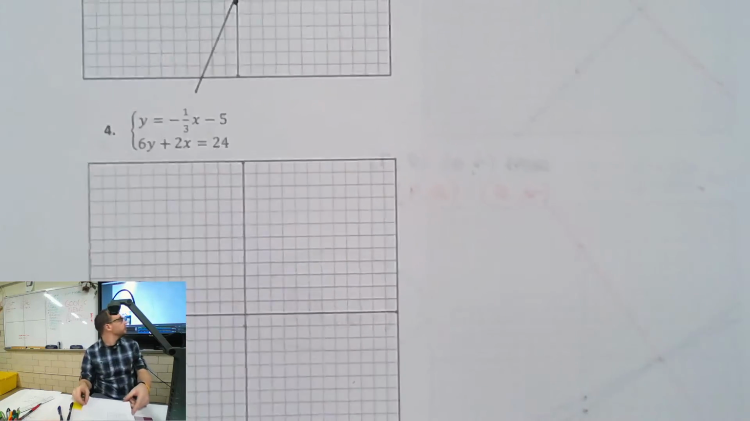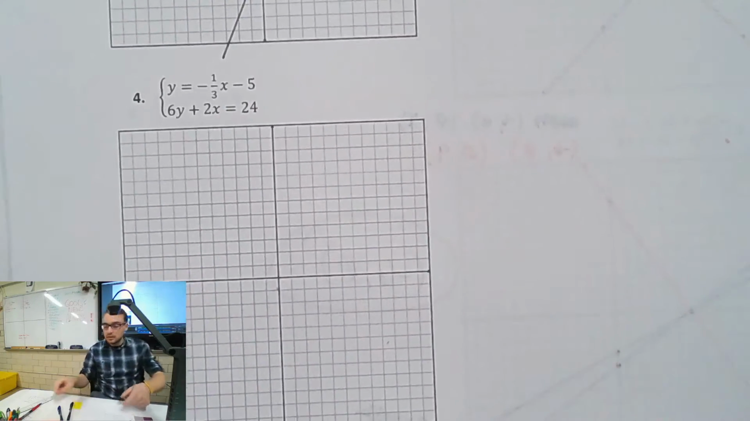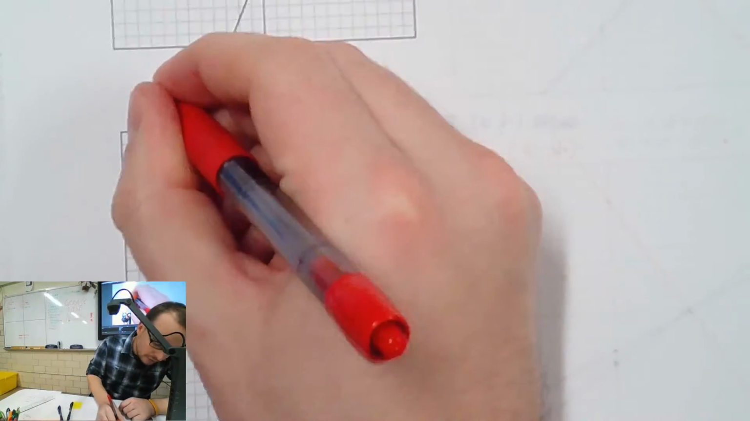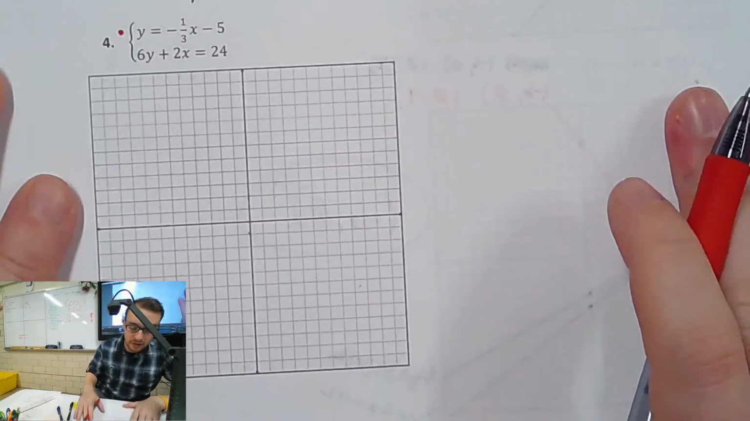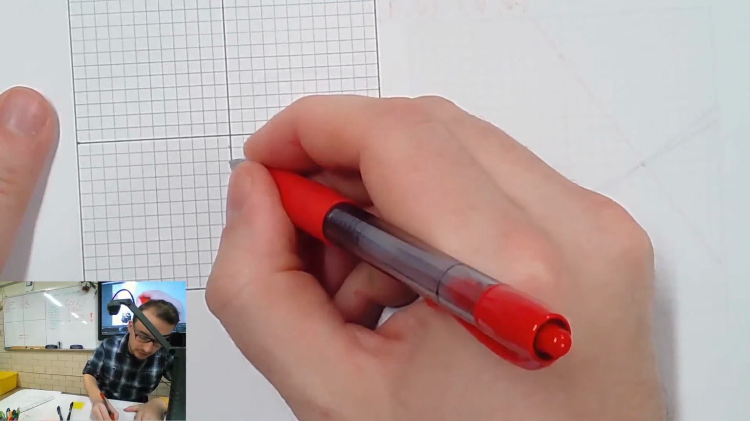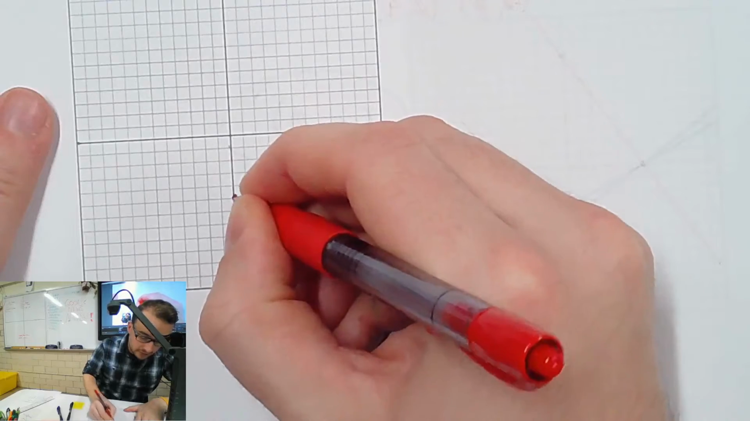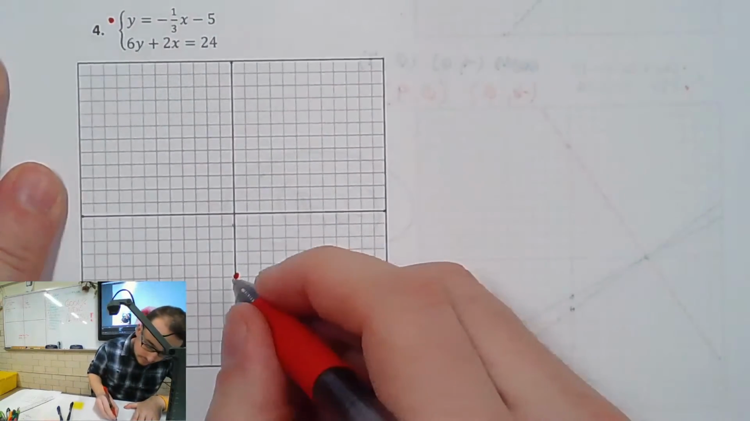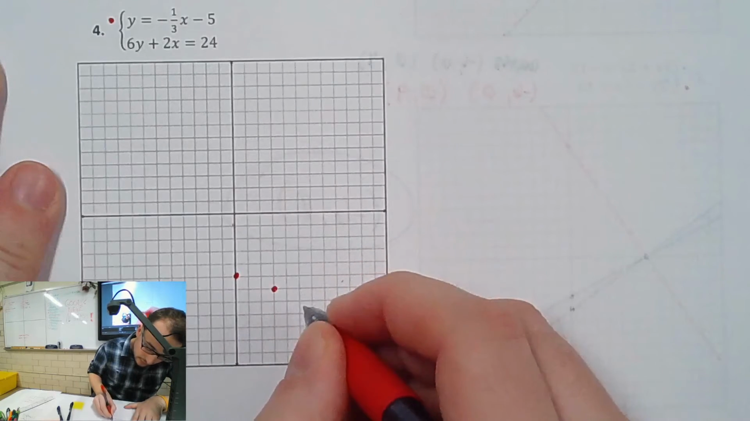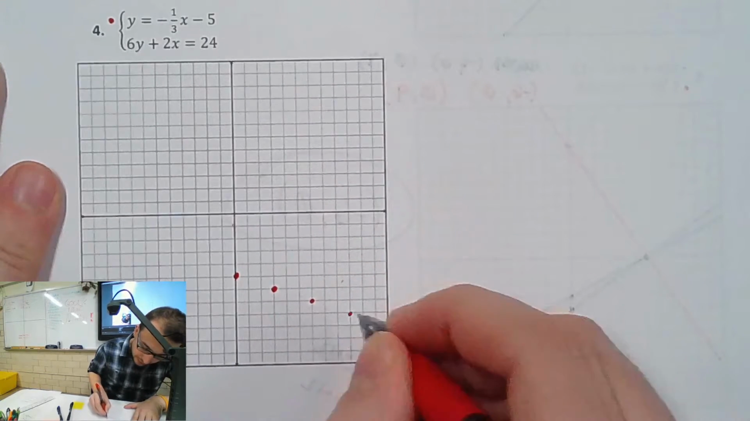Let's look at 4. The top equation is in what form? Okay, so we can just go ahead and graph that, right? Down 5, 1, 2, 3, 4, 5. And our slope is down 1 over 3, right? I'm going to keep doing that so it's as accurate as possible.